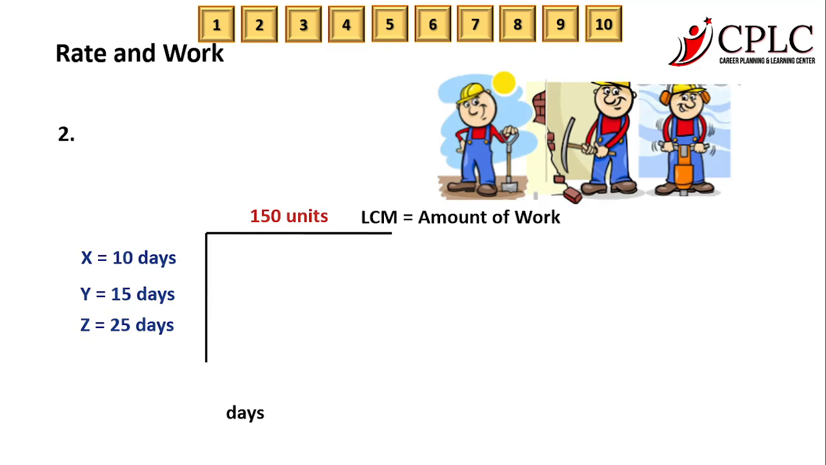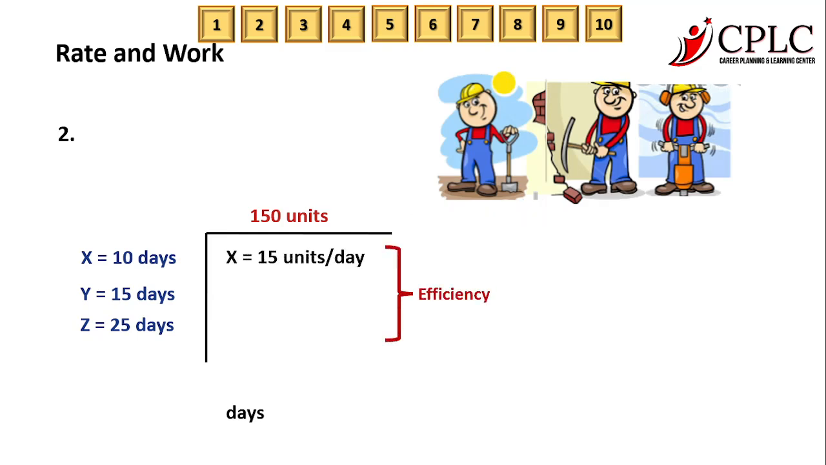Individual efficiencies for these people. That is, X can do 150 in 10 days. So that means the efficiency of X per day will be 15 units. Y can do it in 15 days, so Y's efficiency is 10 units. Z can do it in 25 days, so Z's efficiency is 6 units per day.